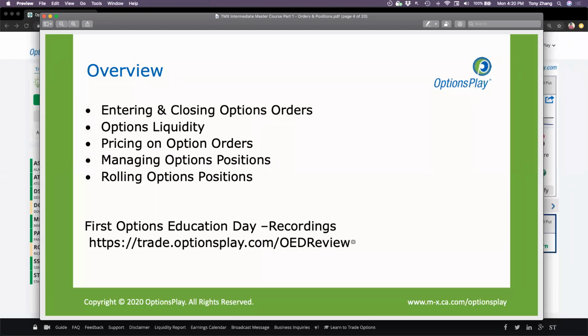So before I start talking about everything, I just want to do a quick poll. If everyone could please just answer the poll that's on your screen. What is your experience level with options trading? Are you just learning? Do you have some experience trading? Are you experienced already? I just want to get a sense for the audience here in the room before we embark on this intermediate course.